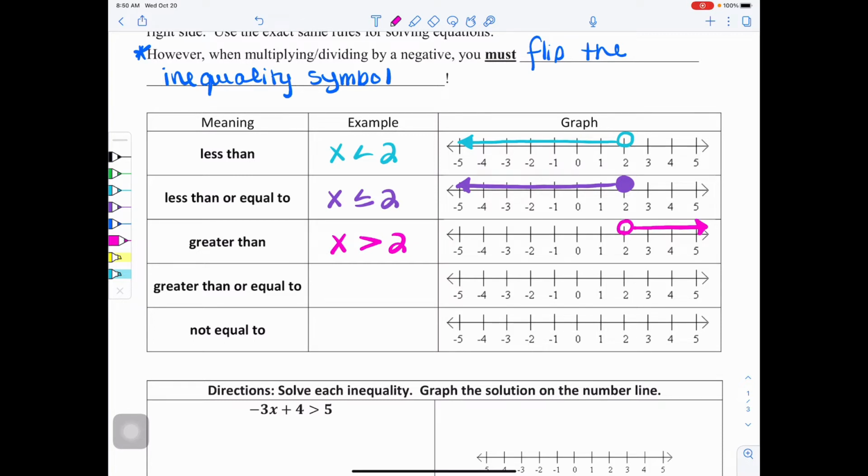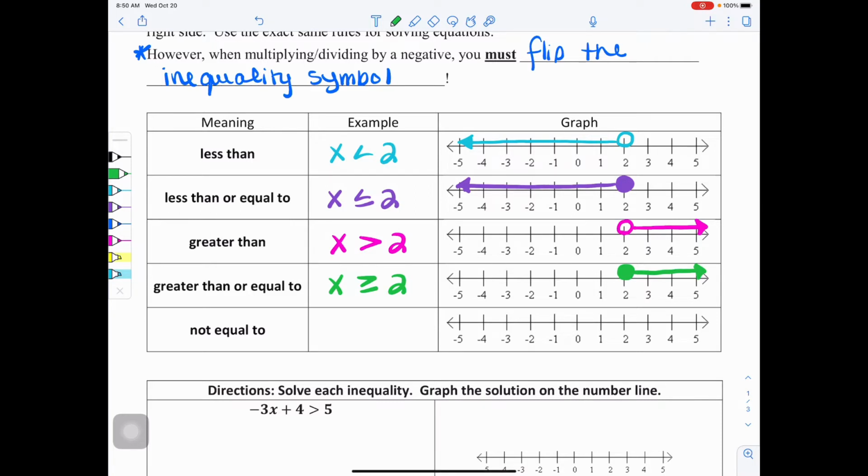If I have greater than or equal to, then we have x is greater than or equal to 2. We're going to go to 2 and put that circle, but because it's or equal to, the 2 is going to count. So I will fill it in, and we want to shade to the right, just as we did in the example before, because it's still greater than or equal to.